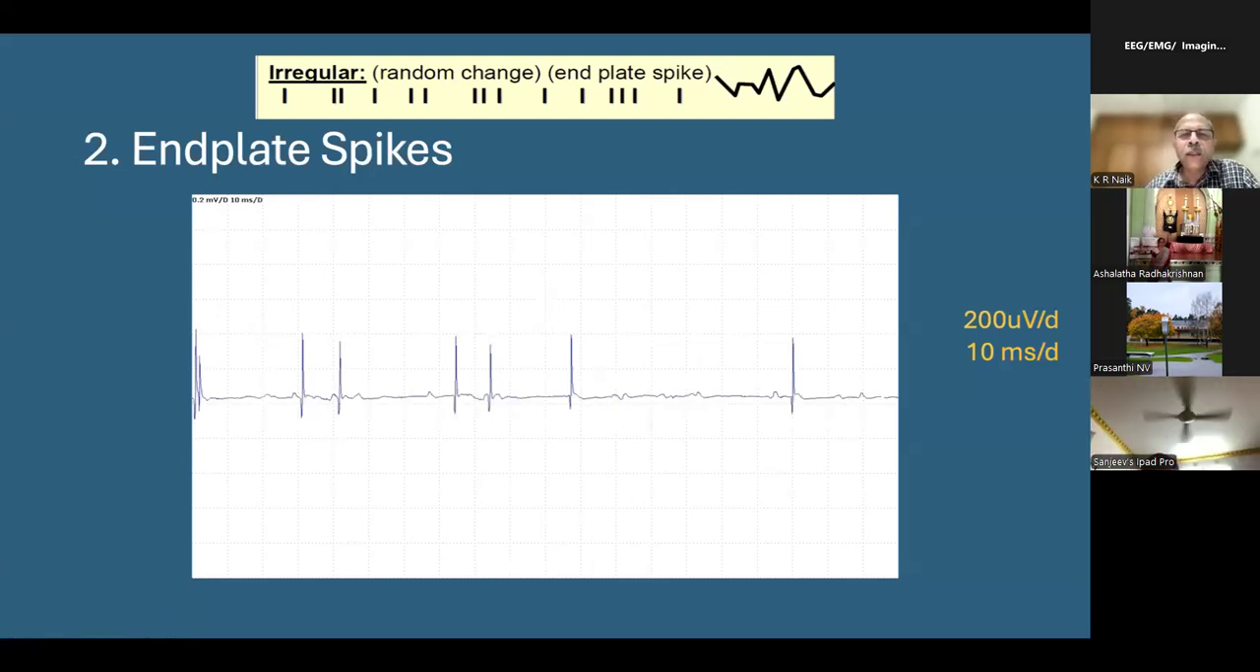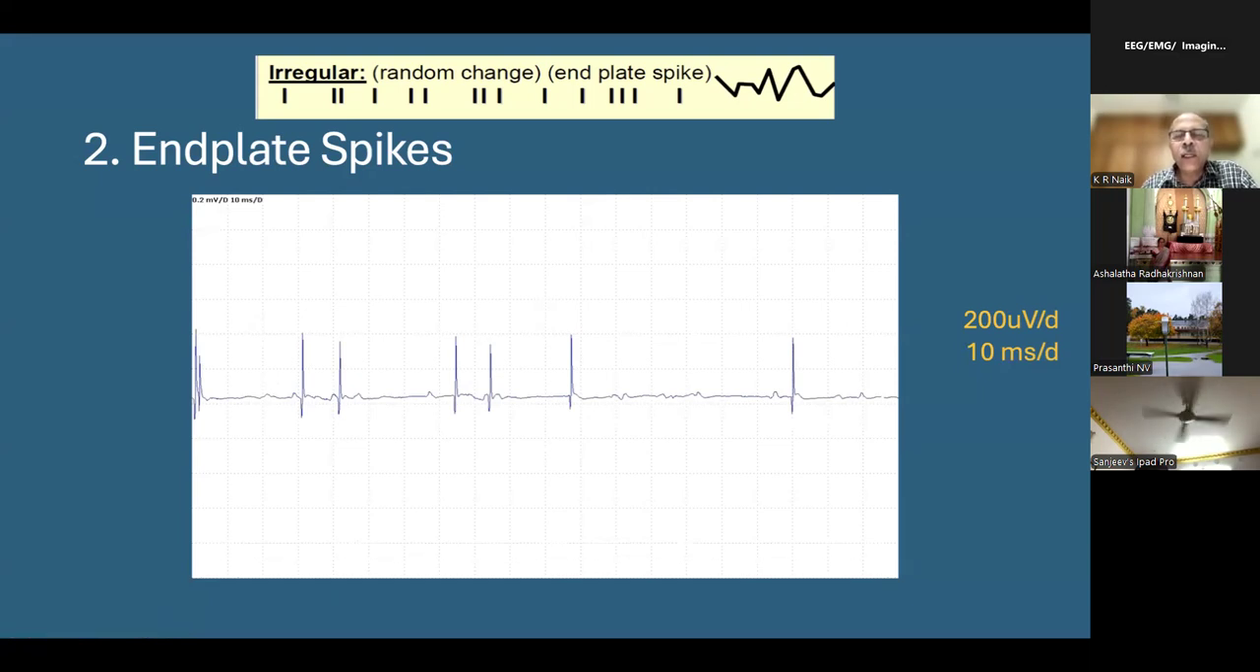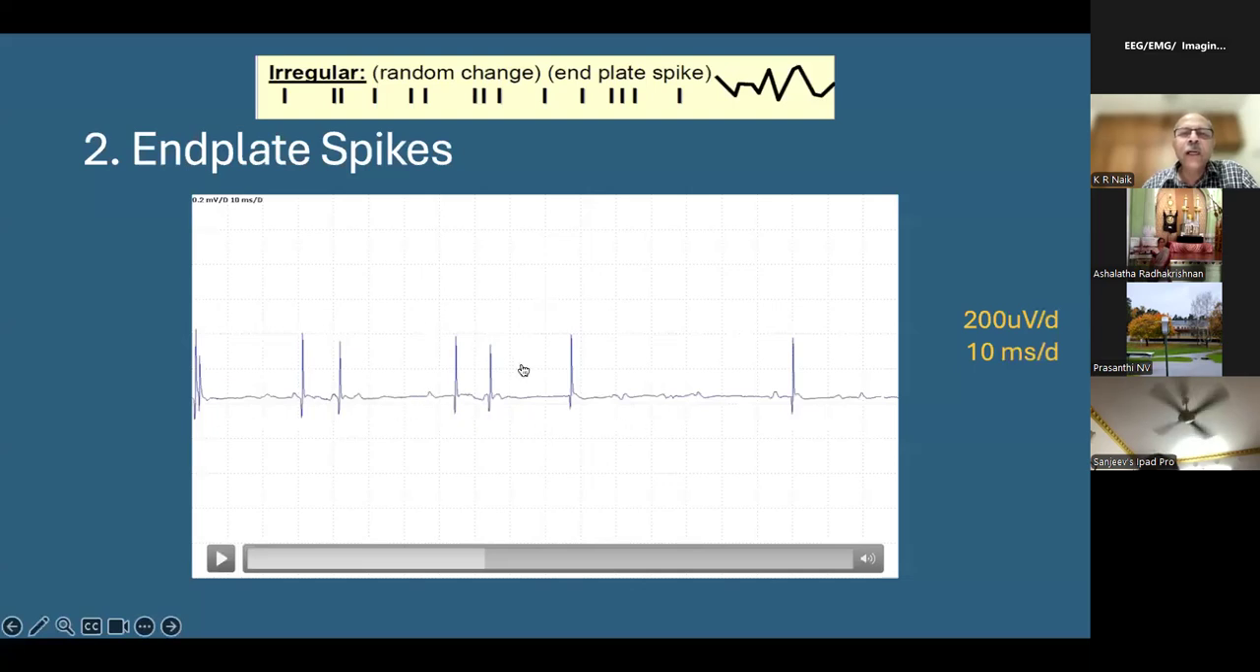What is evident in this graph is that you can see one spike here, a second spike. There's a big gap of 30 milliseconds. Then within 10 milliseconds you have a fourth spike, 25 milliseconds, then around 60 milliseconds later. That means the interspike interval is highly variable. It's a chaotic rhythm occurring very unpredictably, not like the fibrillation that we saw. So this is an end plate spike.